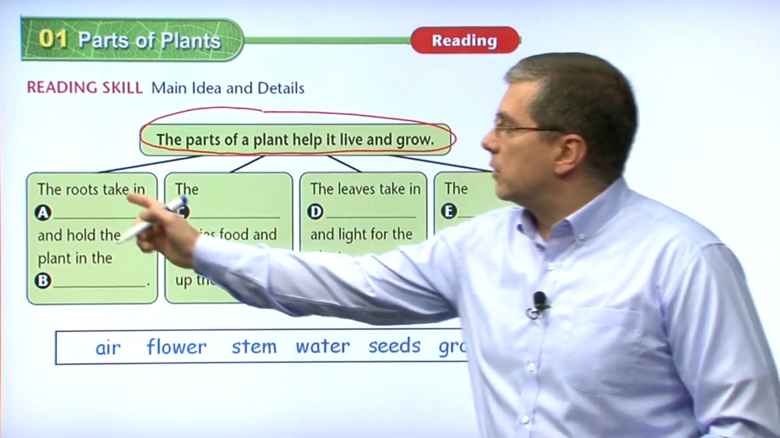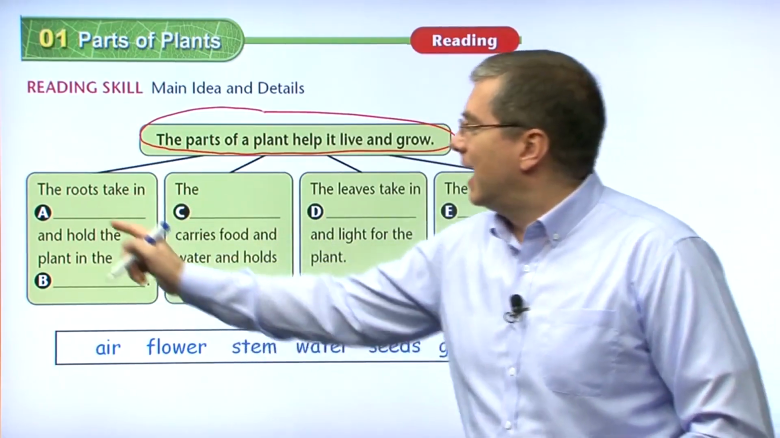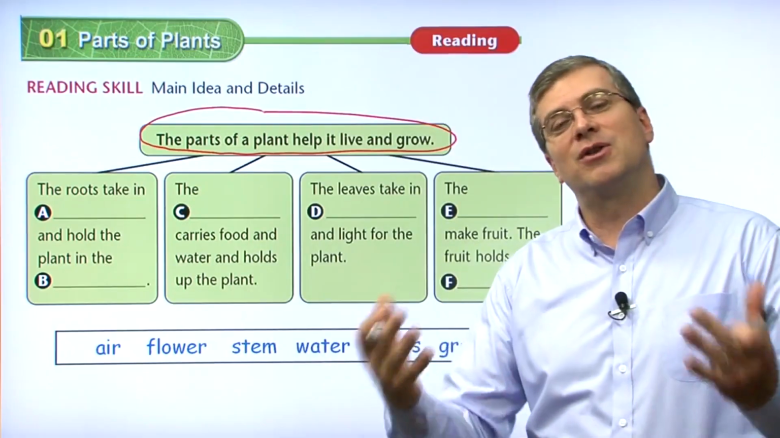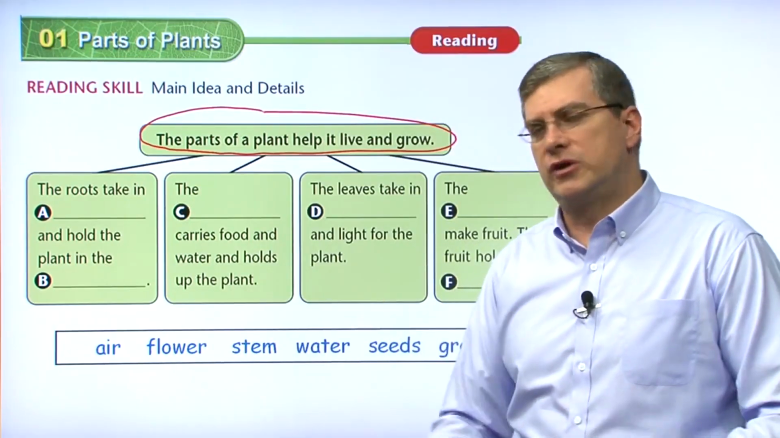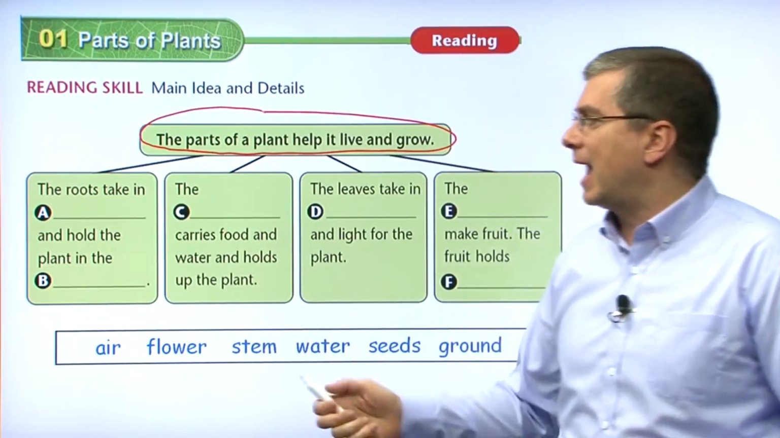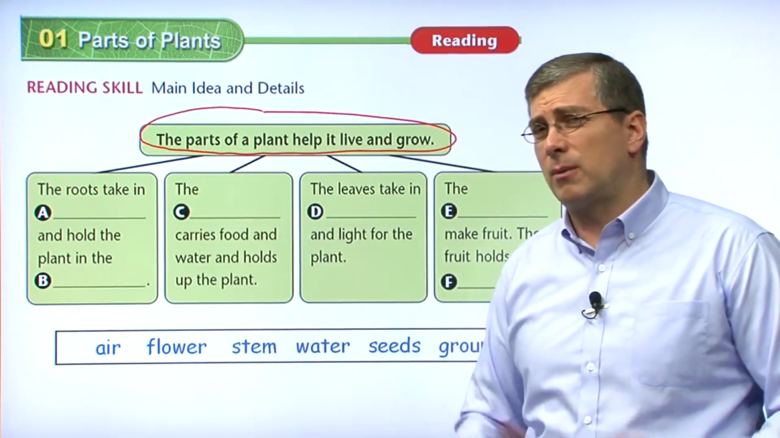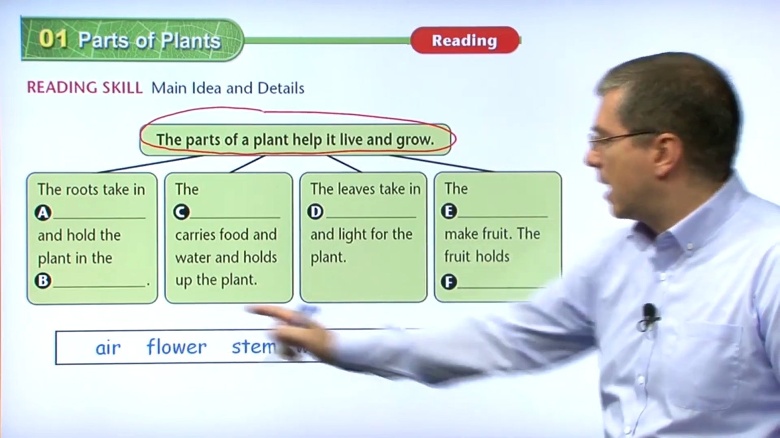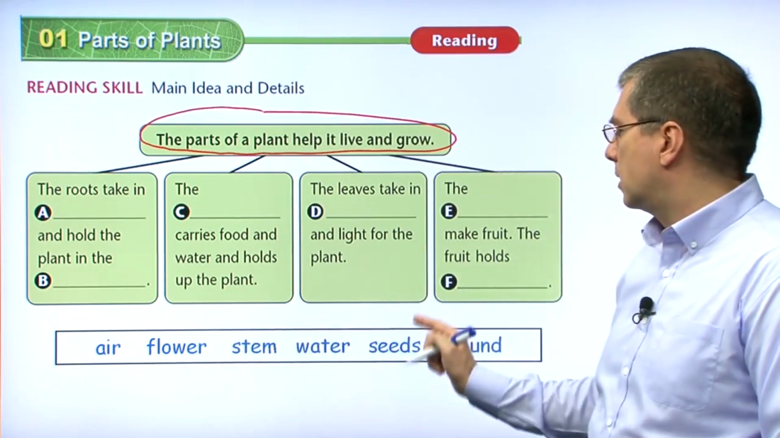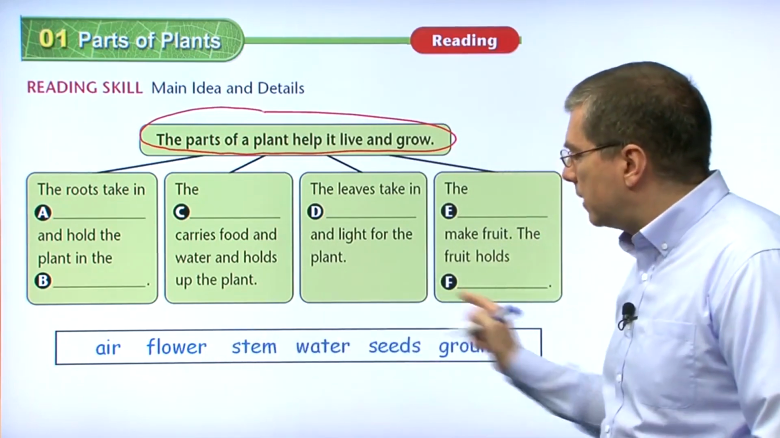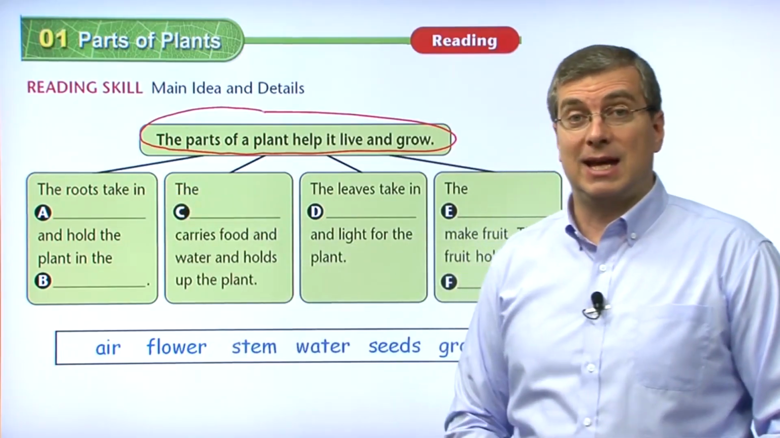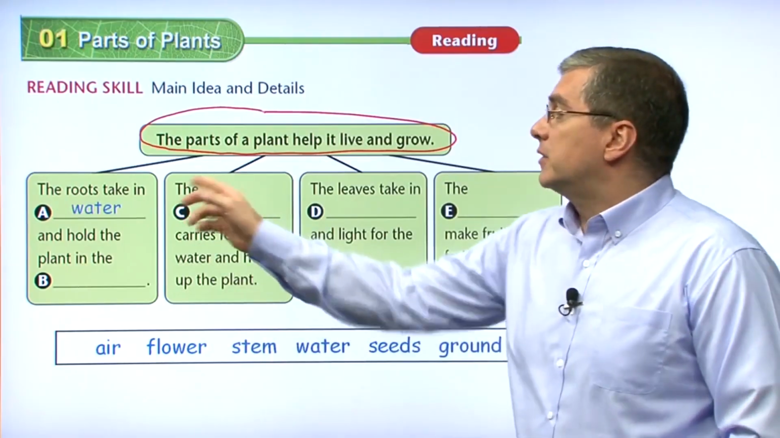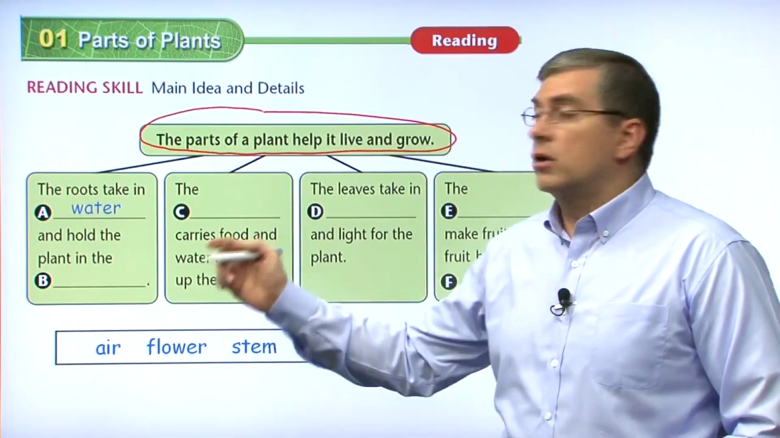What do the roots do? The roots take in blank, that's A, and hold the plant in the blank, okay? So the first part of the plant that we talked about, of course, are the roots. And we can talk about what do the roots do? They do two things. One thing, A, what do the roots take in? Do you remember from our discussion before in the reading? The roots, of course, will take in which word down here? We have air, flower, stem, water, seeds, and ground. So which one of these things do the roots take in? If you guessed water, you are correct. Very good. The roots take in water from the ground. Also, that's one thing they do.